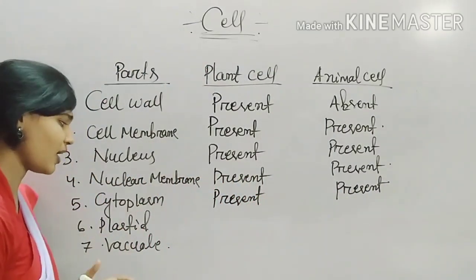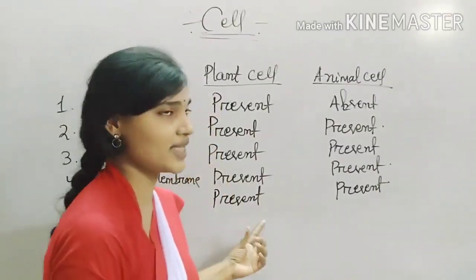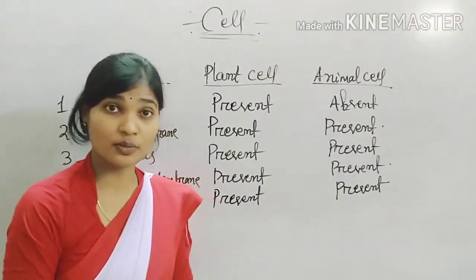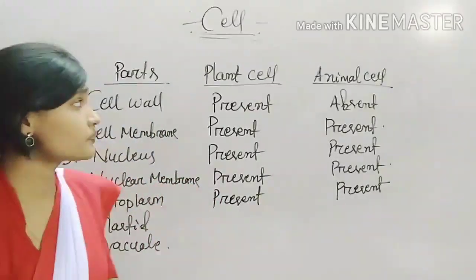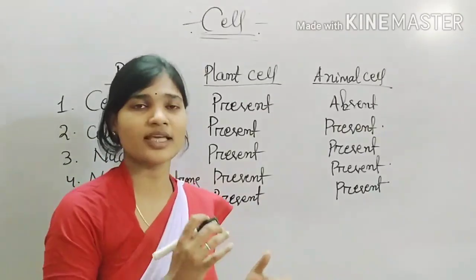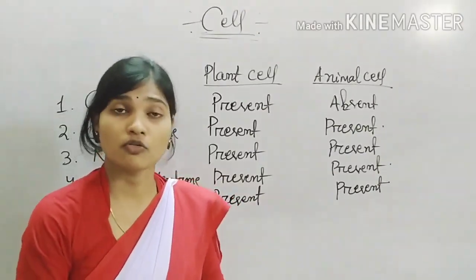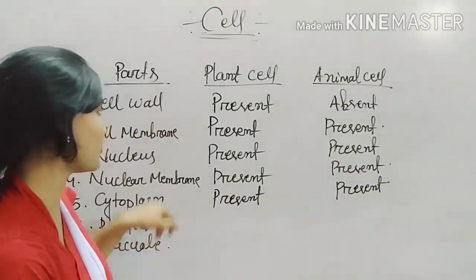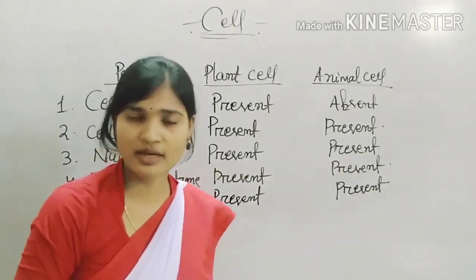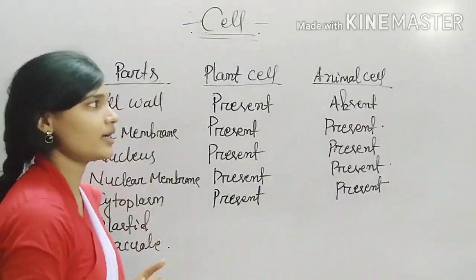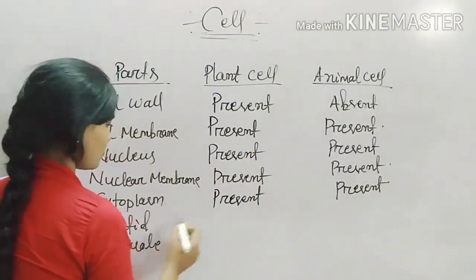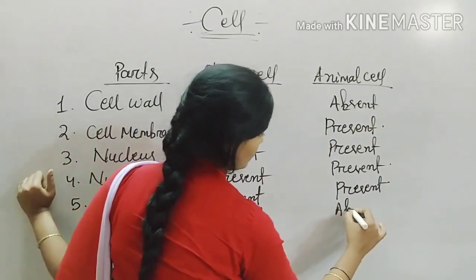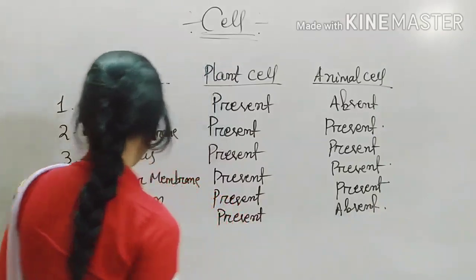Plastid. Now plastid is present in plant cell, but plastids are not present in animal cell. Why are plastids not present in animal cell? Because we know that plants can make their own food through the process of photosynthesis. So in the plant cell, due to the plastid, these plants can make their own food. But animals are dependent upon food. Okay, so plastids are present in the plant cell, but in the animal cell, absent.